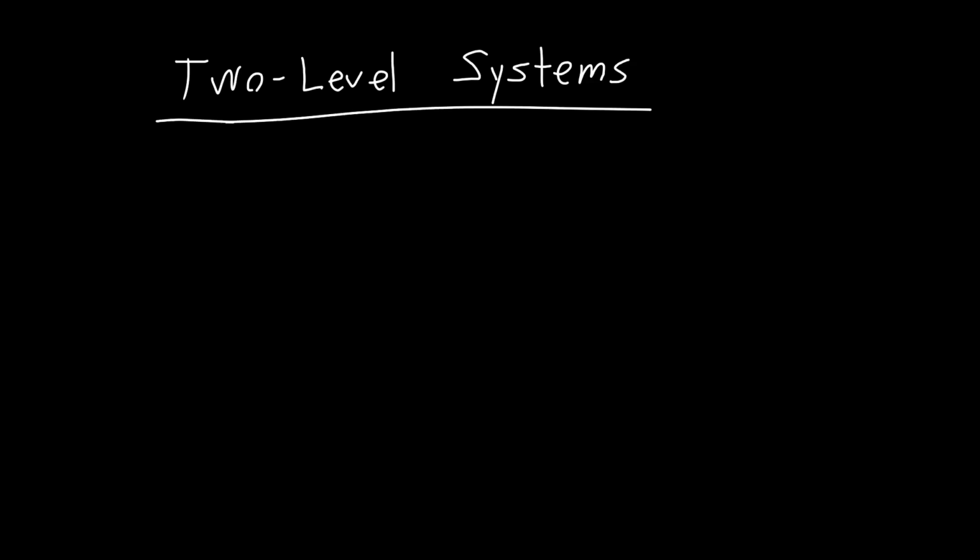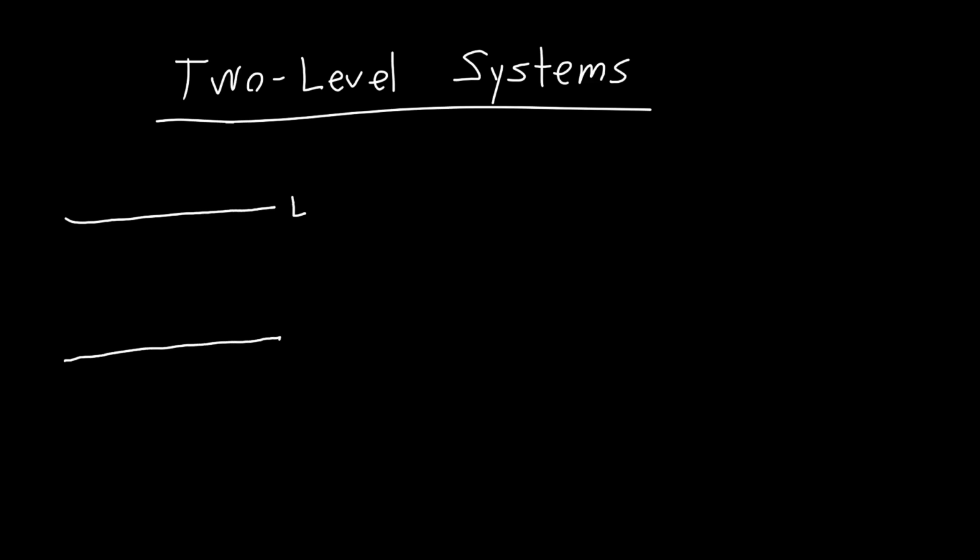So in this video, we're going to be talking about two-level systems. And this is going to be the first step in deriving Fermi's golden rule, which will allow us to analyze semiconductors in their entirety. So first of all, what is a two-level system and why should you care?